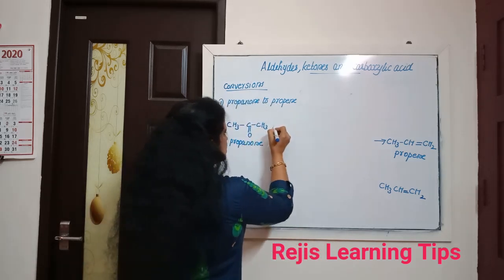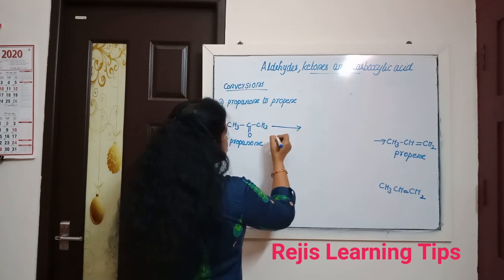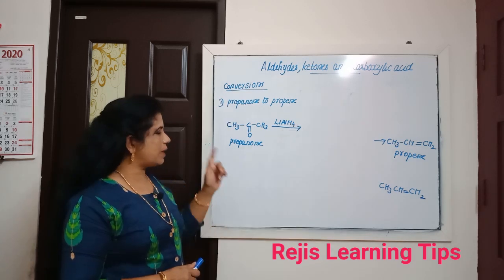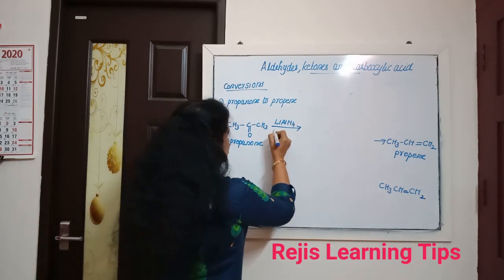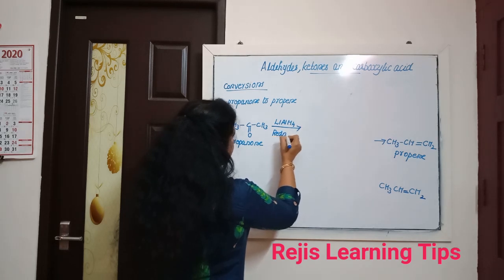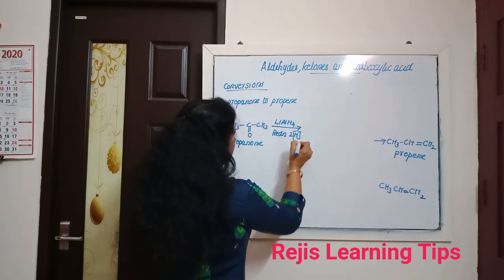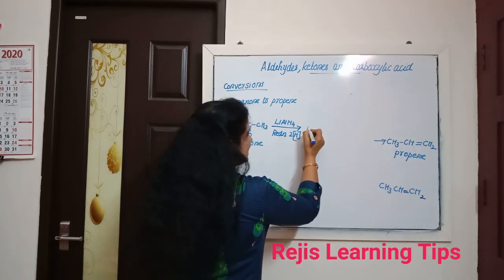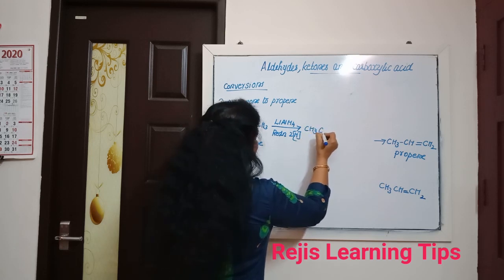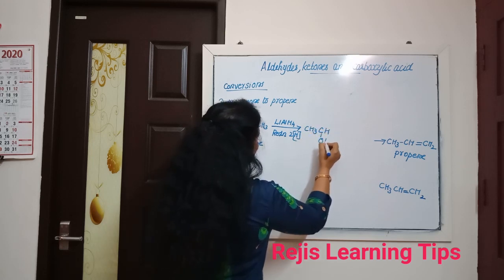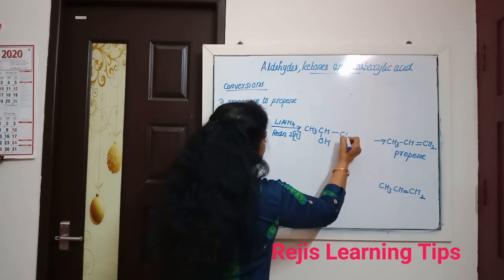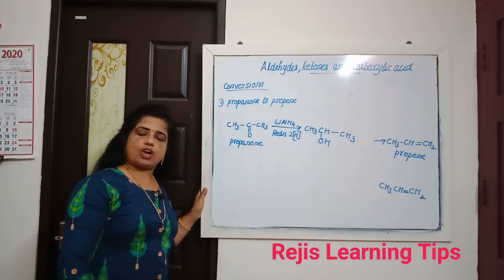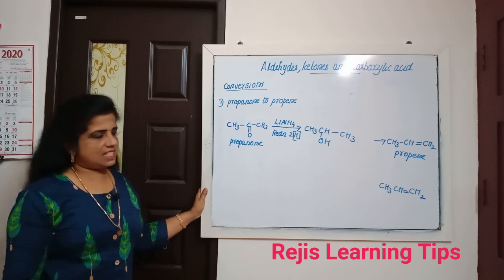First we should reduce it by lithium aluminium hydride. Lithium aluminium hydride brings about a reduction. Okay, then we will get CH3 CHOH CH3. The C double bond O undergoes reduction to form CHOH.